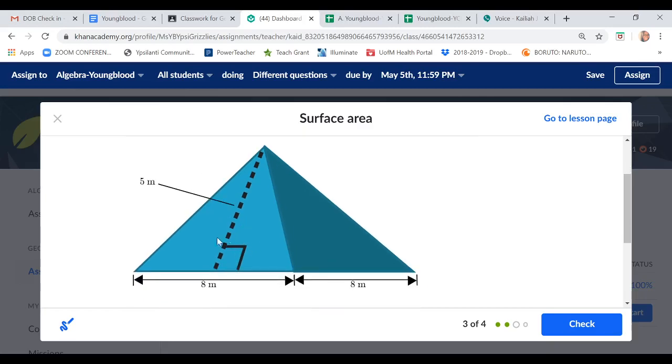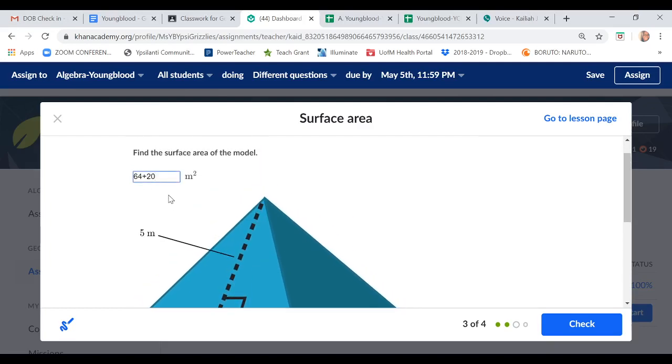And again, we have 4 triangles. So 1, 2, 3, 4 triangles. So we would have 20 plus 20 plus 20 plus 20. So these 4 20s would simplify to 80. And then 80 plus 64 is going to get us 144. So that is the surface area for this square pyramid.